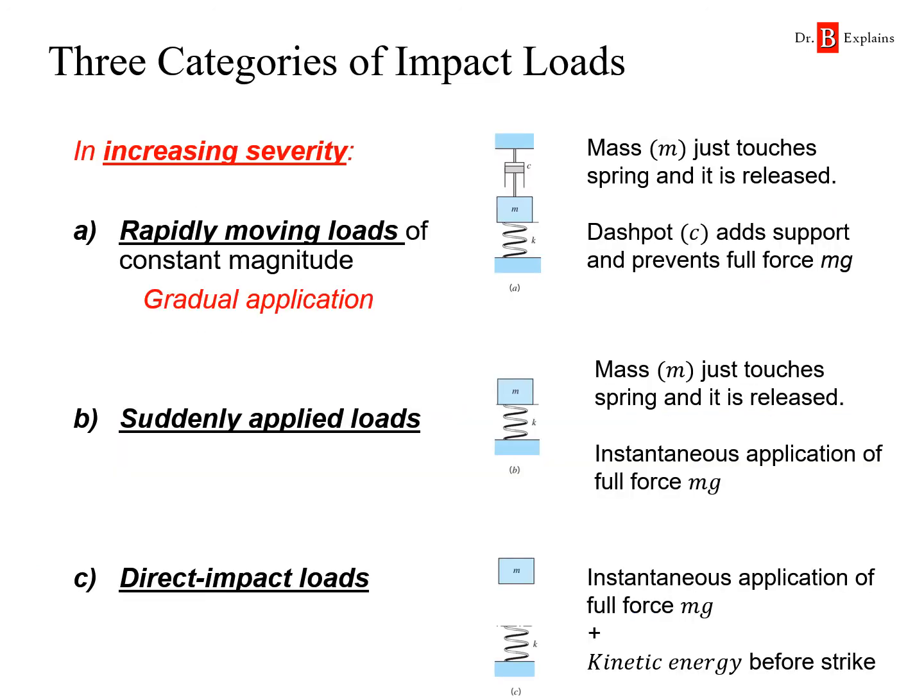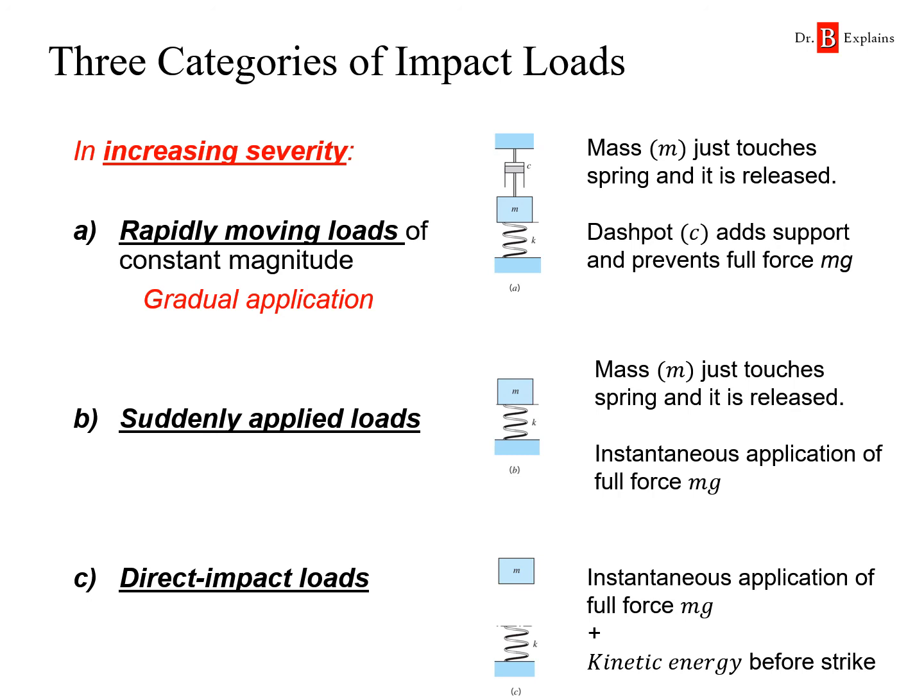So there are three categories of impact loads, and these categories are in increasing severity. Number one, rapidly moving loads of constant magnitude. Number two, suddenly applied loads. And number three, direct impact loads. So what is the difference? Again, number one is going to be the least severe. It's a rapidly moving load of constant magnitude.